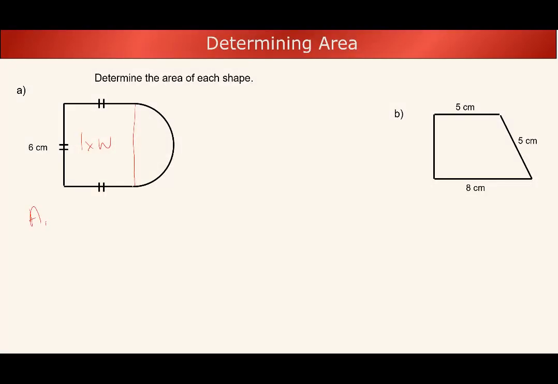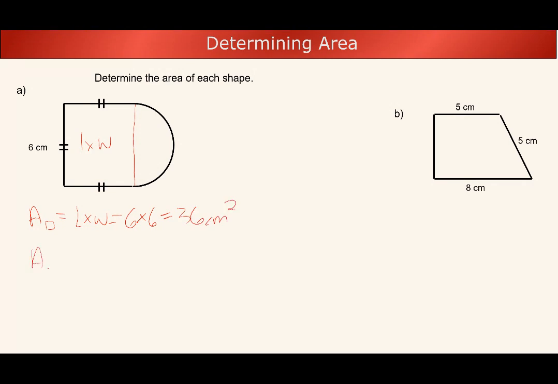So I'm going to call that area 1, or why don't we call it area of the rectangle or the square is equal to length times width, which is 6 by 6, which is equal to 36 centimeters squared.